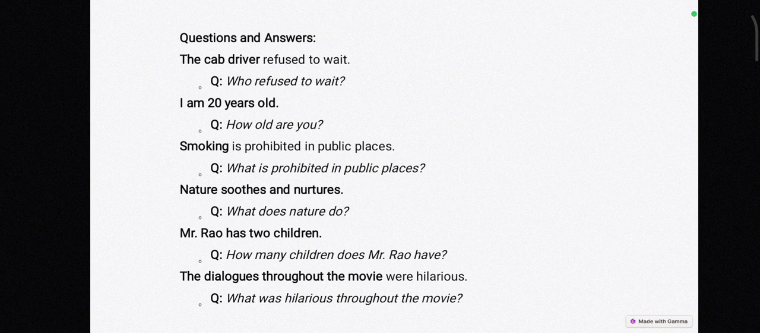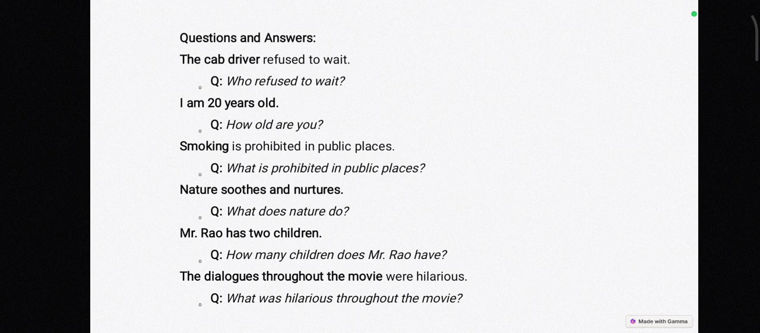Next one, in these sentences, a certain portion of the sentence is given in bold. You need to find a question which gives that as the answer. The cab driver refused to wait. You need to get the answer as the cab driver. So what question will you ask? Who refused to wait? When you are talking about people, you use the WH word who. I am 20 years old. How old are you? Smoking is prohibited in public places. Smoking is given in bold, so you need to know what is prohibited. Nature soothes and nurtures. The whole thing is in bold. So what does nature do?